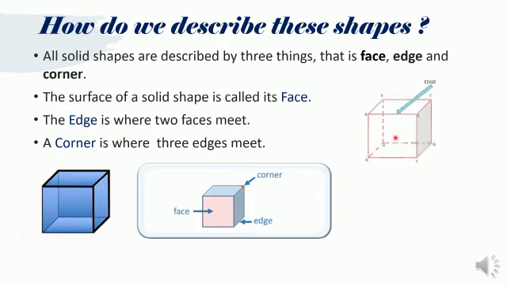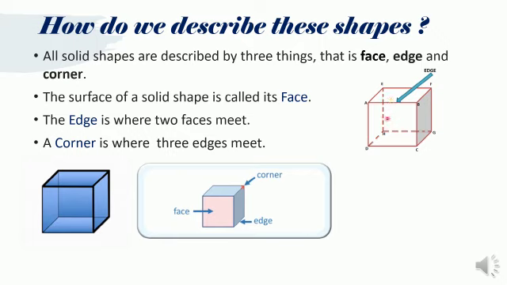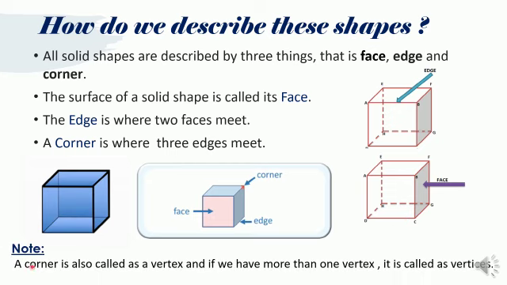Let us understand this more clearly. If these two surfaces meet, the meeting line is called the edge. Likewise, we may have a number of edges in a cube, and this part of the cube is called the face. So we may have more than one face, and also more than one corner. Children, we will learn how many faces, edges and corners the solid figures have, but remember the note point: a corner is also called a vertex, and if we have more than one vertex, they are called vertices. Now let us learn the number of faces, edges and corners the solid figures have.